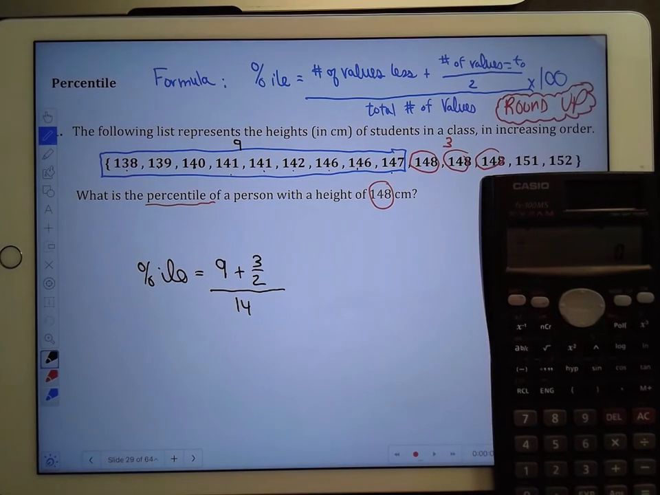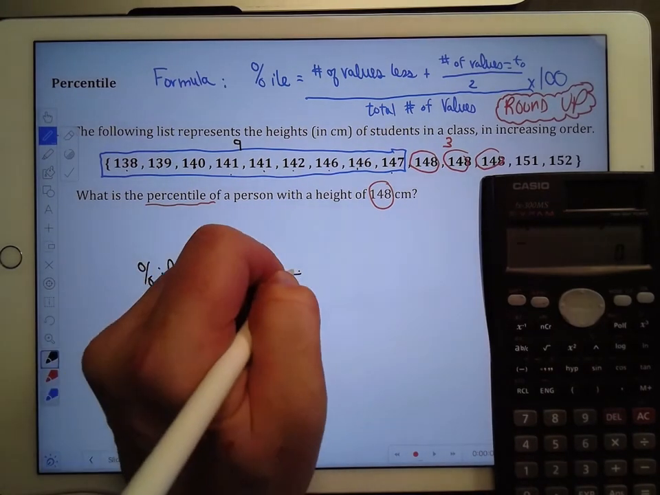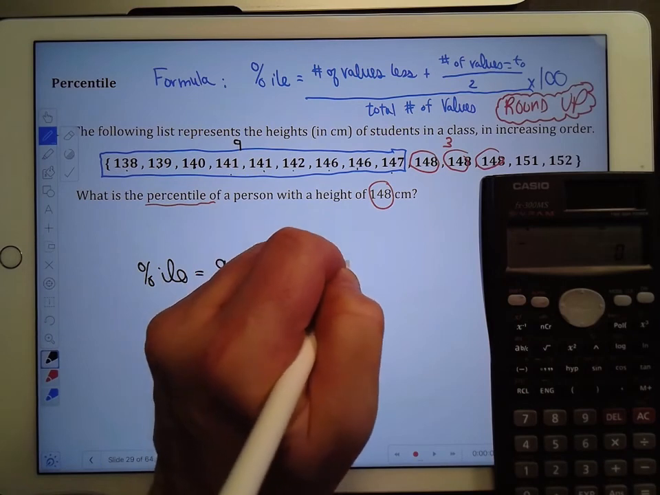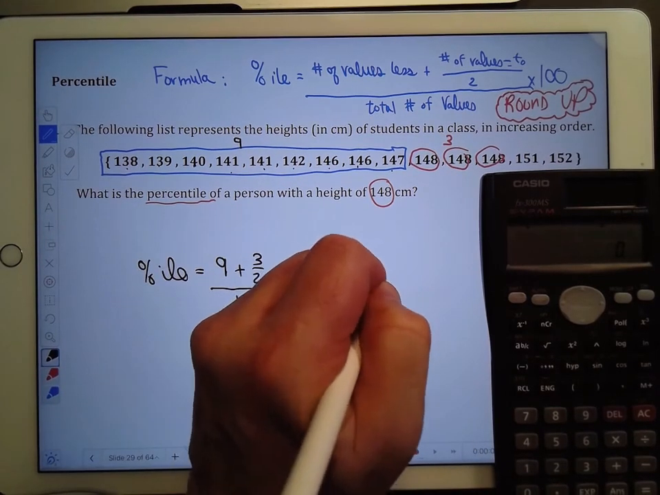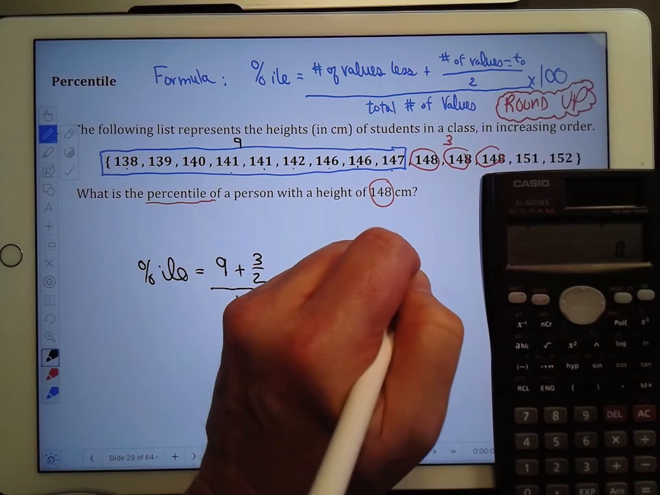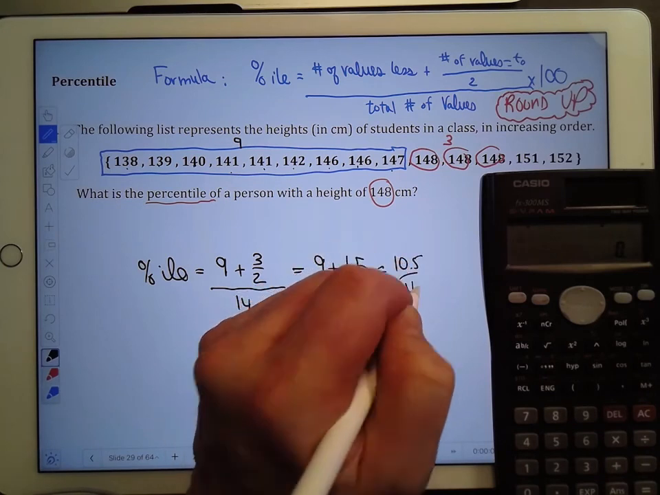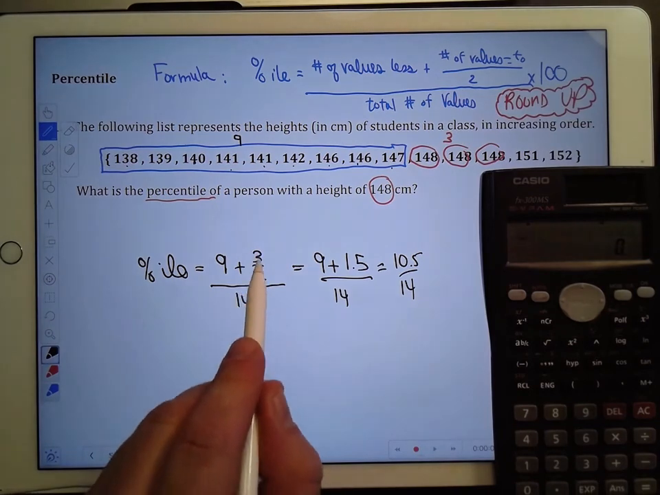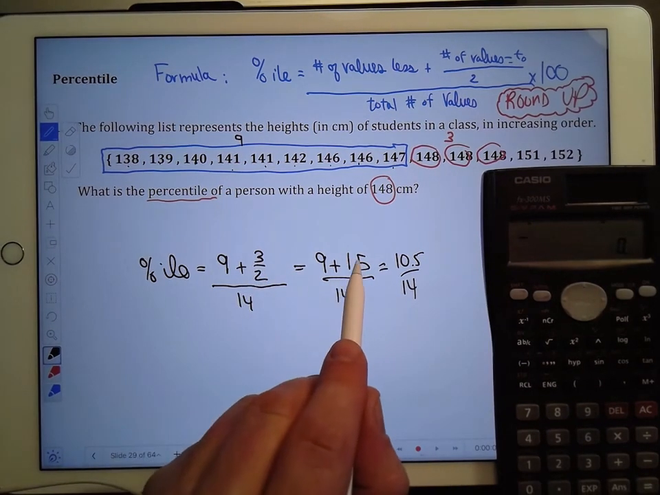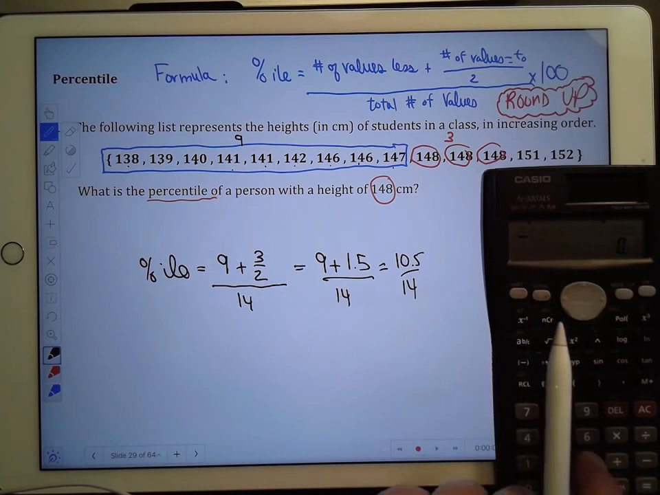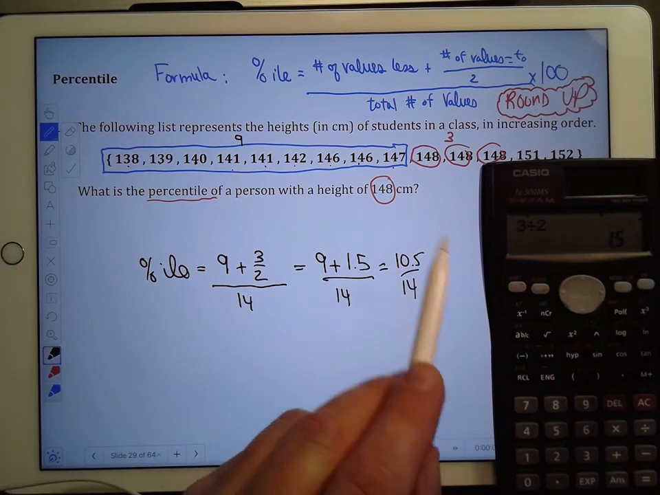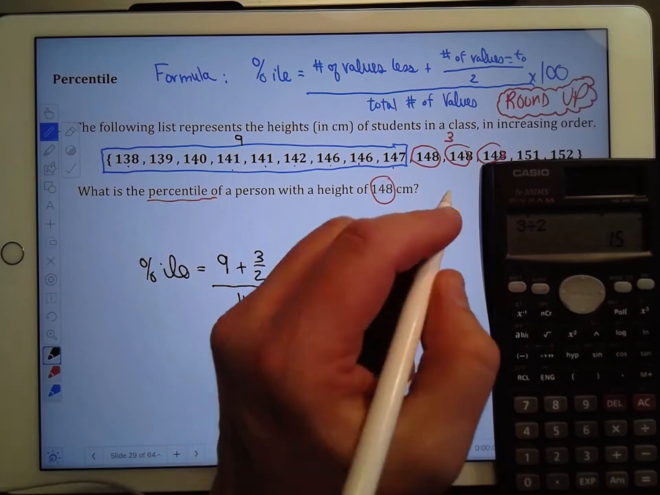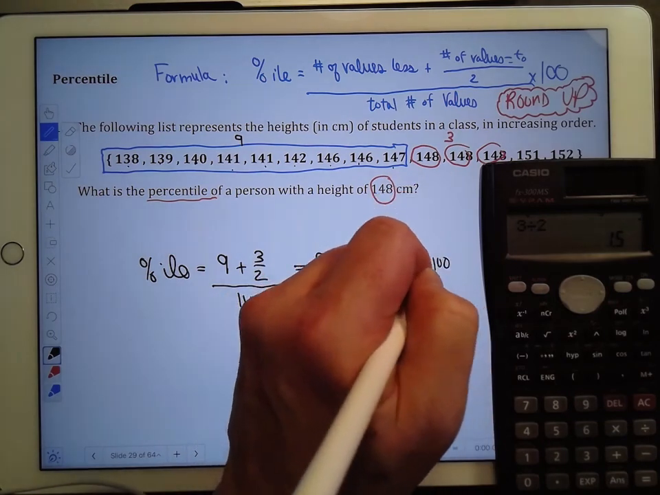So I'm going to simplify this here as 9 plus 1.5 over 14, which is equal to 10.5 over 14. The 3 over 2 converted into the 1.5 when I did that in my head, but just to show you quickly, 3 divided by 2, there's your 1.5. So 10.5 over 14, and then we have to times that whole thing by 100, which we'll do right now.